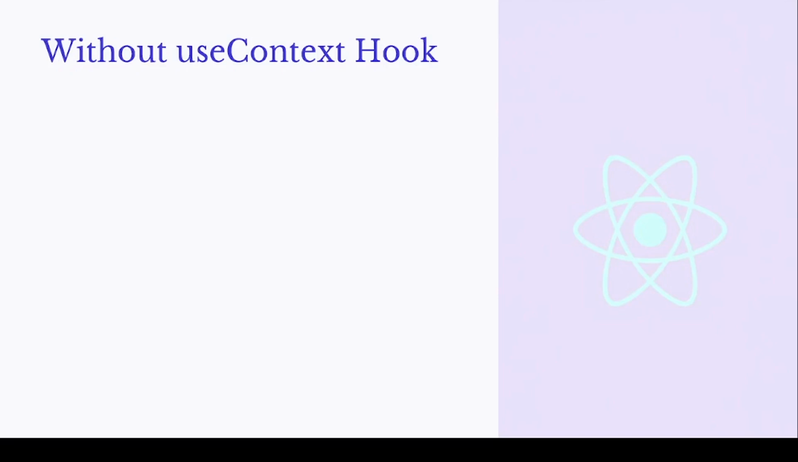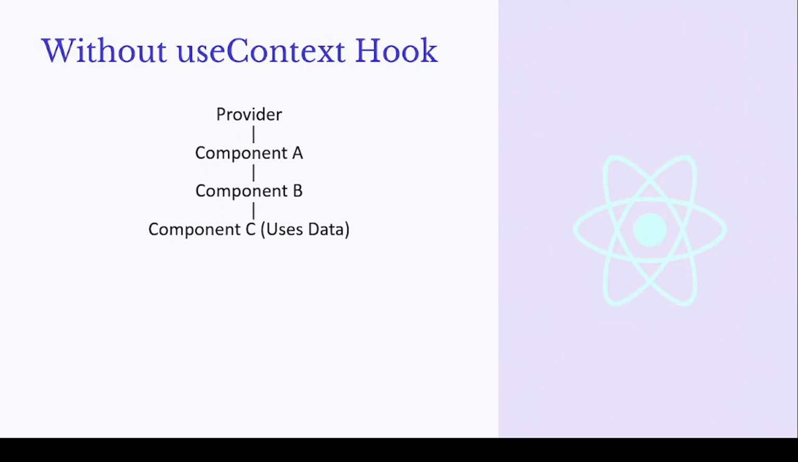Let's have a look at how it was without using the useContext hook. Imagine there's a hierarchy. You have a total of 4 components: a provider, which is the topmost component, then component A, component B, and then component C. Right now only component C is required to use the data. So in this case, the data needs to be passed manually from the provider through each component until it reaches component C. This process is called prop drilling.